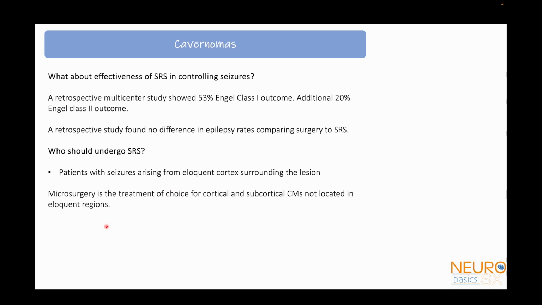But for patients who have deep-seated lesions, eloquent cortical lesions, SRS is actually a good option for both prevention of future hemorrhages and for controlling seizures. A study found that there was a 53% Engel class 1 outcome with SRS for controlling seizures in cavernomas.